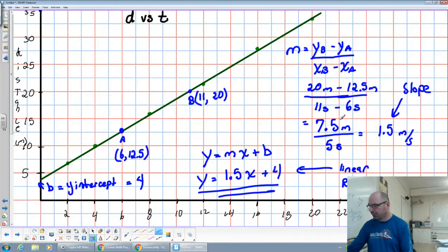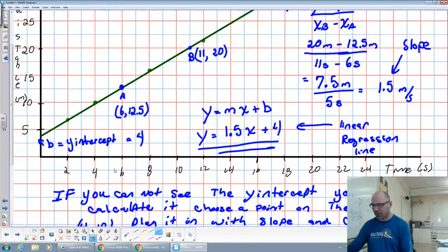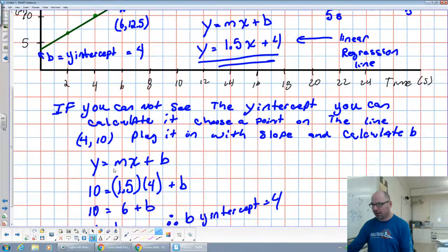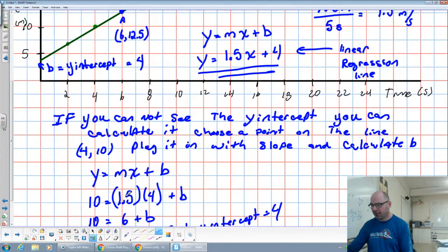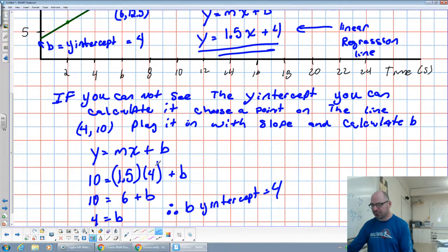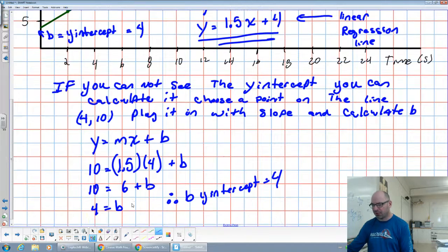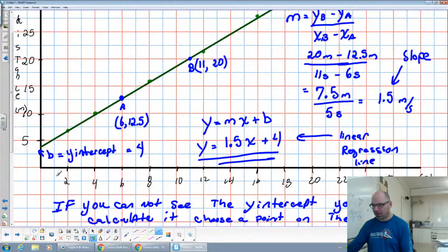Then, once we had the slope, we looked to identify the y-intercept. If we can't identify the y-intercept, we could take a point of data, plug it into y equals mx plus b with the slope that we calculated, and work out what b was. So you could do it that way, or you could identify it on the graph if you're confident in your ability to read what it is.